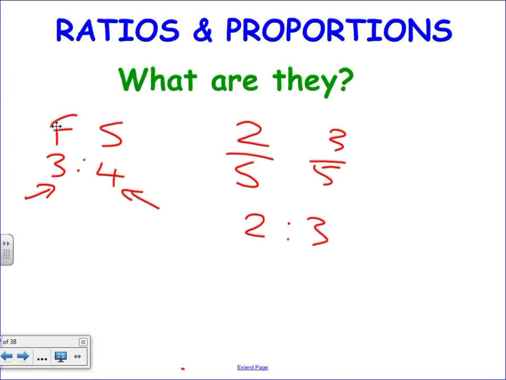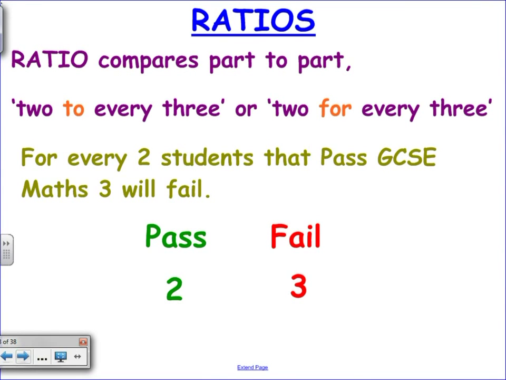So the important thing is, ratios and proportions are the same thing, but they're given to you in different ways. So a ratio compares a part with a part. A proportion gives you one of the parts and the total. So just to highlight, a ratio compares parts with parts. So for example, 2 students pass GCSE Maths, 3 will fail. So pass to fail is 2 to 3. That's our ratio, 2 to 3.